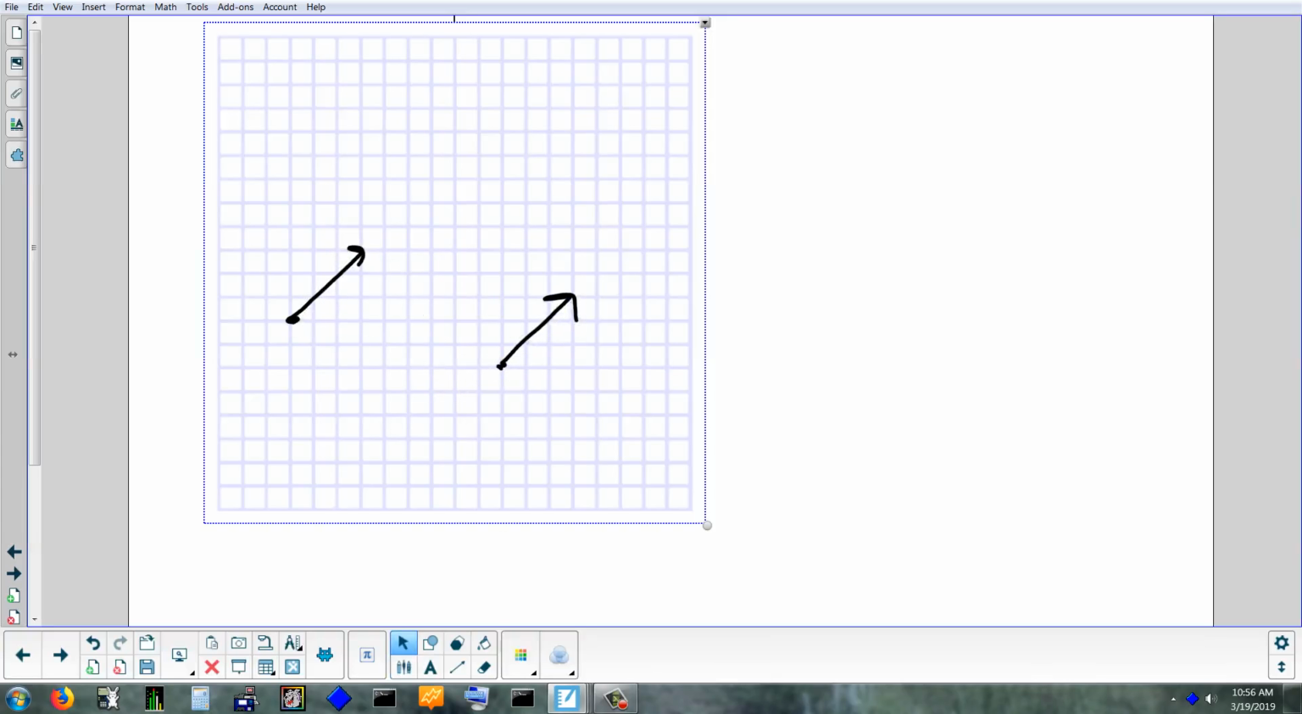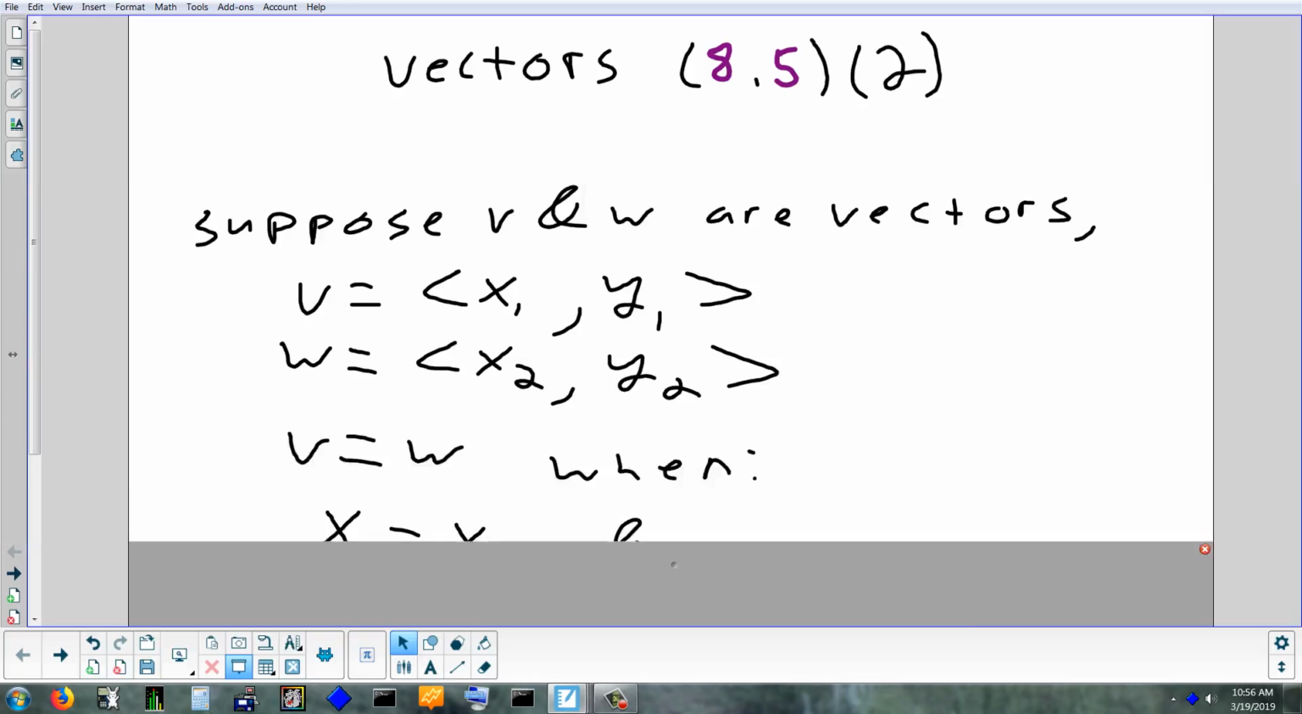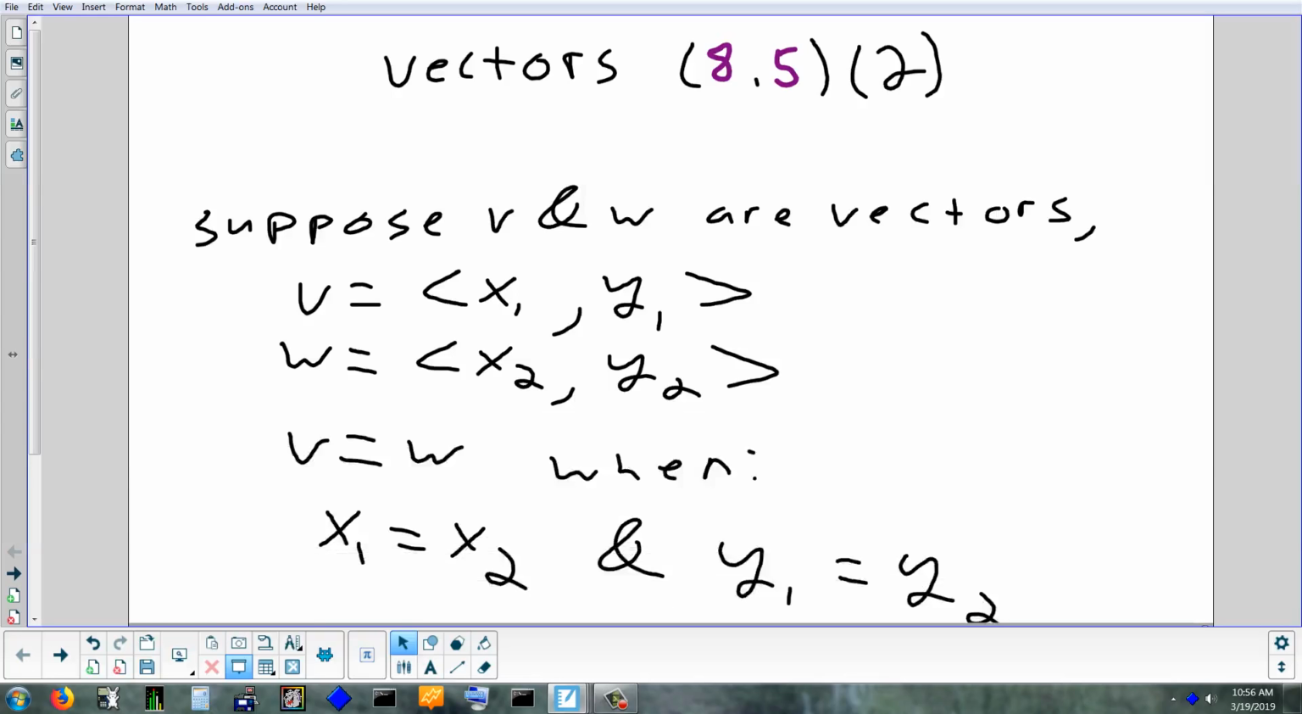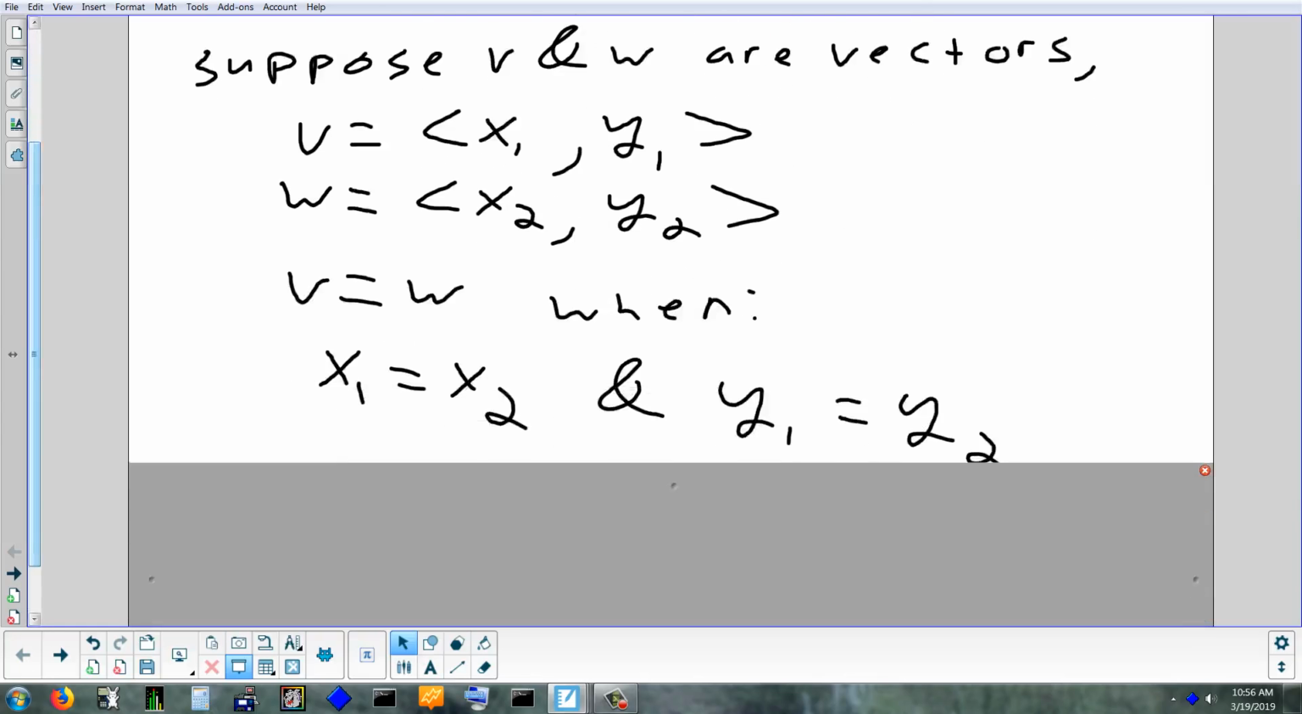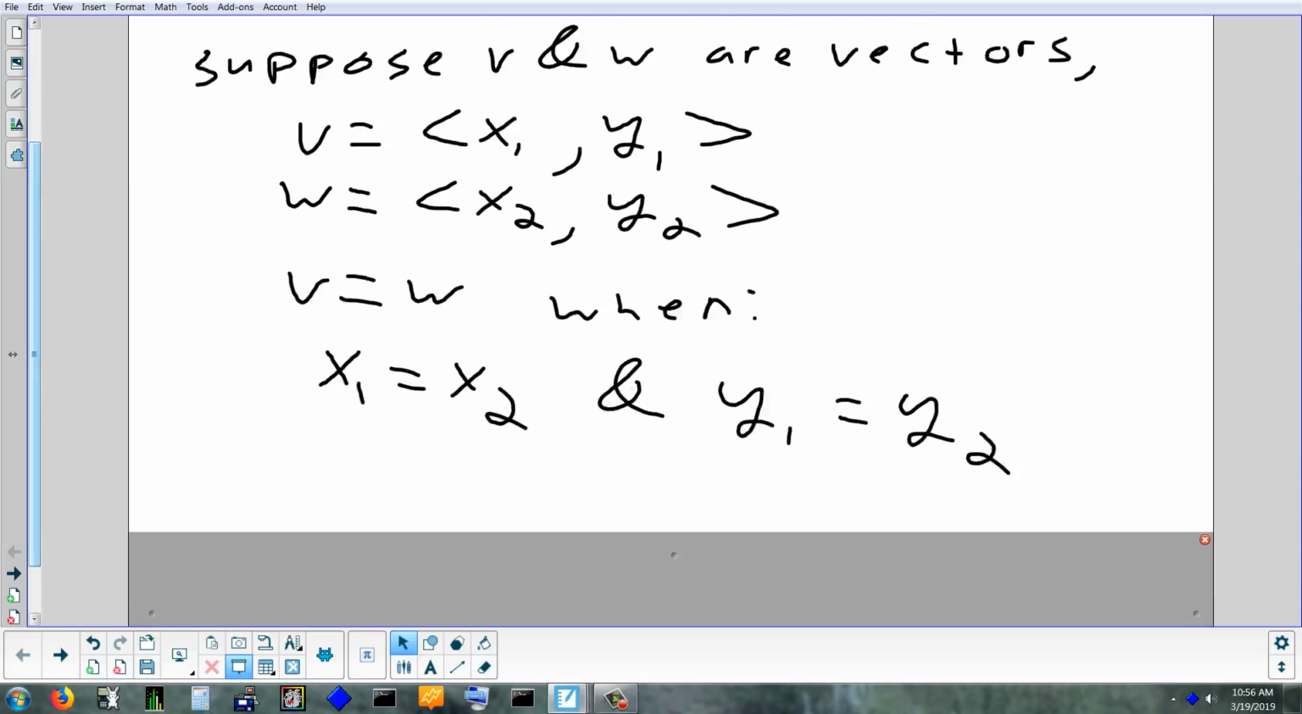They both have different initial points. They both have different terminal points. But they still are the same vector. So saying two vectors are equal has nothing to do with where the vectors are. All it has to do with is, do the horizontal components match and do the vertical components match? So those two vectors are equal when exactly what I just said. The horizontal parts of the vector match, and so do the vertical parts.